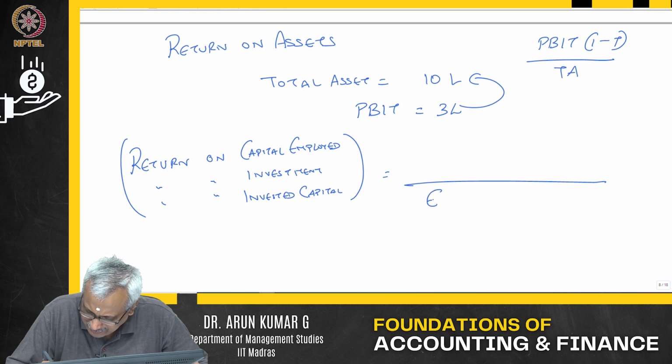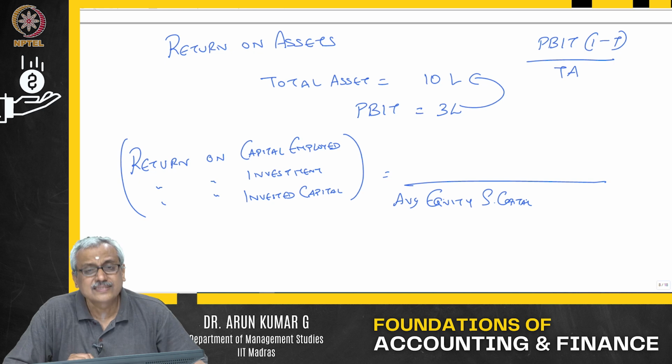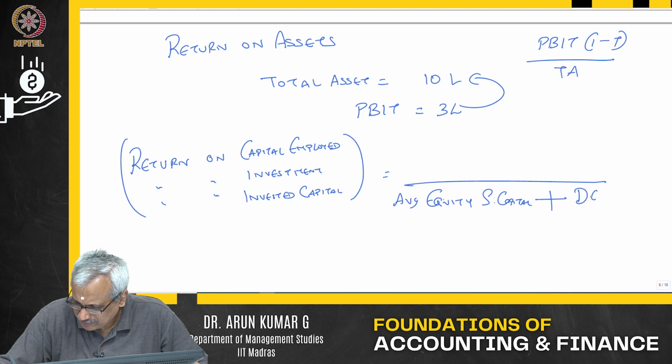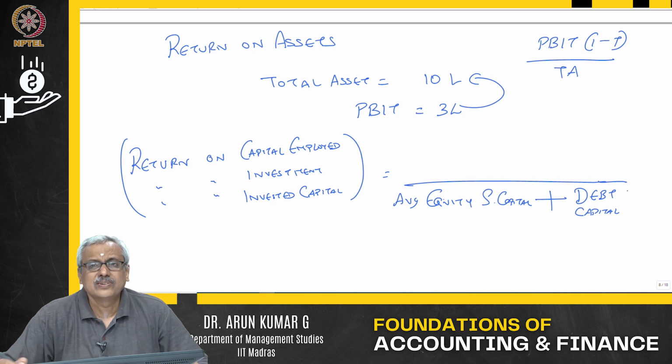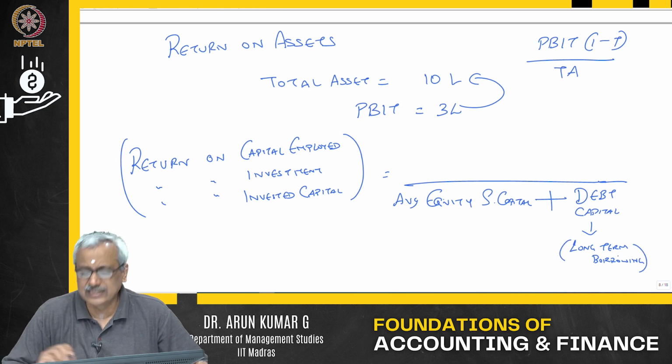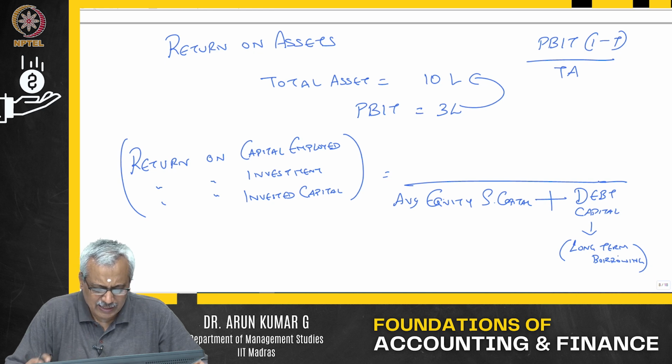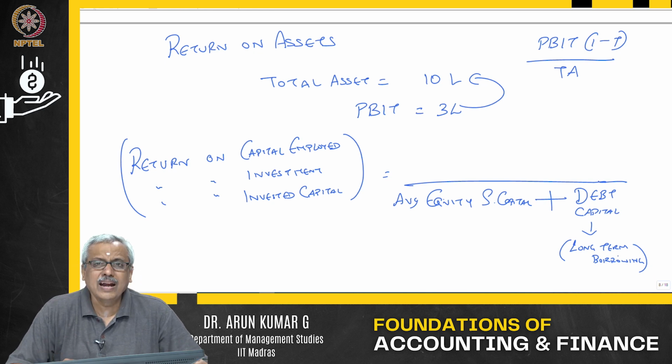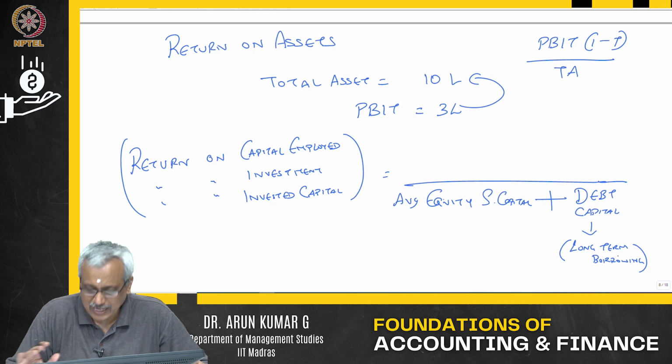What is the capital? Equity share capital, average equity share capital. Yes, agreed. Plus, what is the other capital? Debt capital. Sir, no average for this? Yes, average for this. When we say debt capital, we mean only long term borrowing, no short term. This is the capital. The denominator is the capital that is employed, the investment that is made, the invested capital.